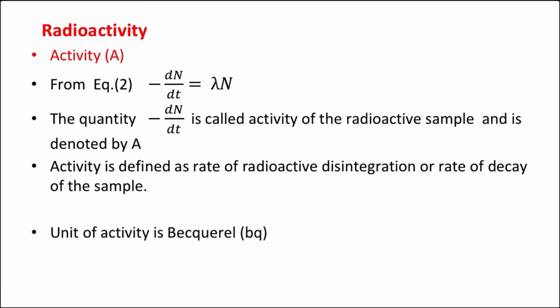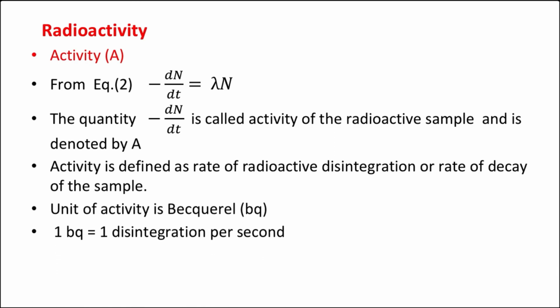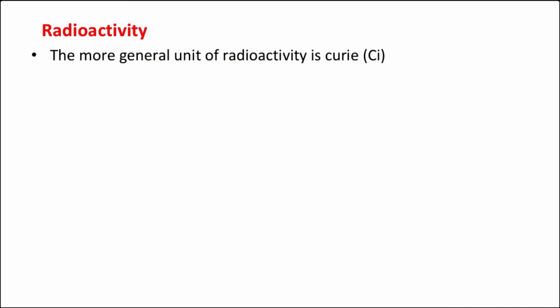The unit of activity is becquerel. It is named after a scientist, Henry Becquerel. It is denoted by Bq. And 1 becquerel is equal to 1 disintegration per second. It means if there is disintegration of 1 nucleus in 1 second, then that is called 1 becquerel.